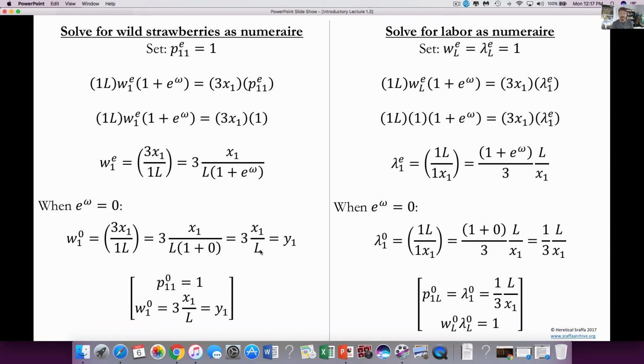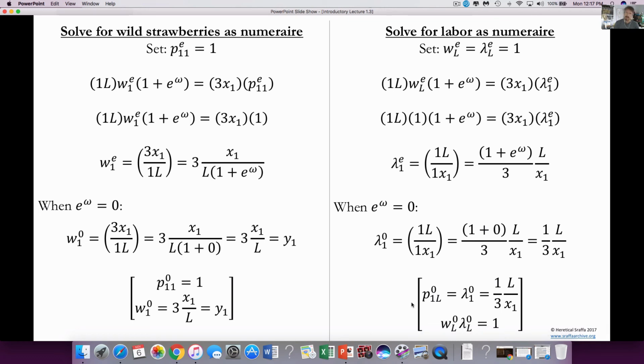It makes complete sense. If for 1 hour of labor we produce 3 units of wild strawberry, then the complete wage rate is going to be 3 units of wild strawberry per unit labor, right? Complete productivity is equal to the wage rate, and the price of the wild strawberry is 1. Now, whatever numeraire you set, the definition of the numeraire is that it remains 1 no matter the distribution, right? I'll come back to this in a minute.